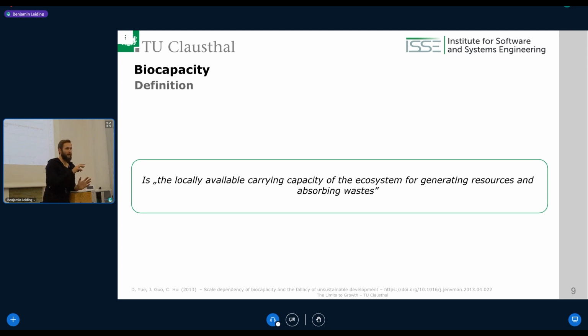You can use that for enclosed ecosystems like a forest or a city or a national park, or you can also enlarge it or extend it to the idea of a whole planet. So how much can I take out and how much waste can I put in without breaking the system?